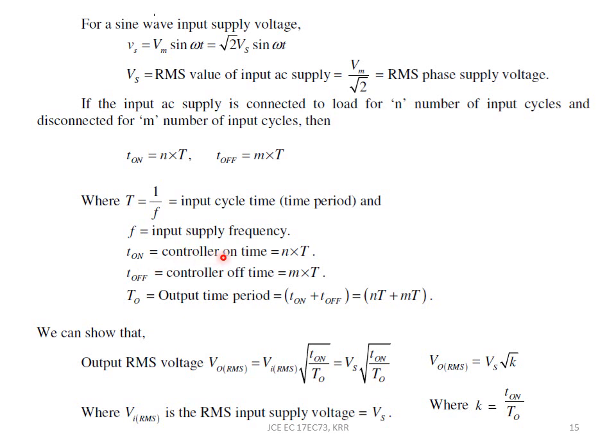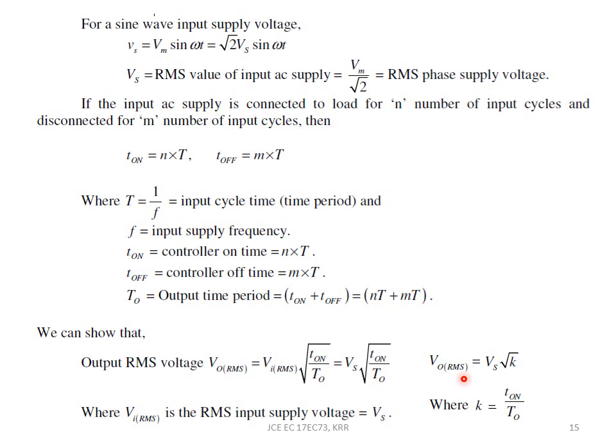So T on is nothing but the controller on time given by n into T. T off is the controller off time, which is equal to m into T. And let's say T0 is the output time period, that is total time T on plus T off. So that can be written as n into T plus m into T. We can show that output RMS voltage, V0 RMS, is equal to input RMS voltage under the root sign T on upon total time period T0, or this can be written as V0 RMS is nothing but the supply voltage Vs under the root sign T on upon T0.